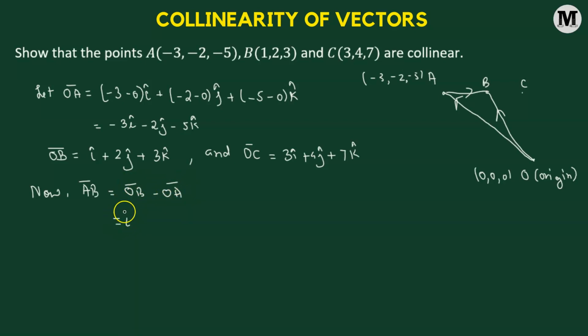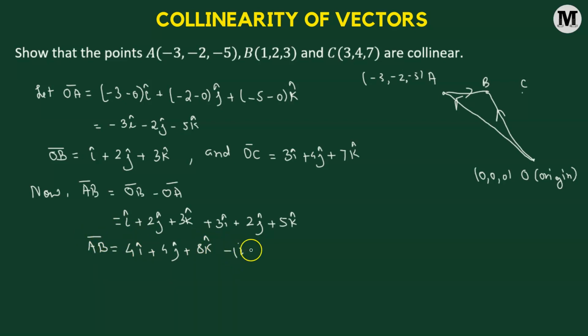The OB is i cap plus 2 j cap plus 3 k cap. And from here we're subtracting OA vector. So we're going to get plus 3 i cap plus 2 j cap plus 5 k cap. Simplifying gives us 4 i cap plus 4 j cap plus 8 k cap. So this is our vector AB. Fine, we're going to label this as number 1.